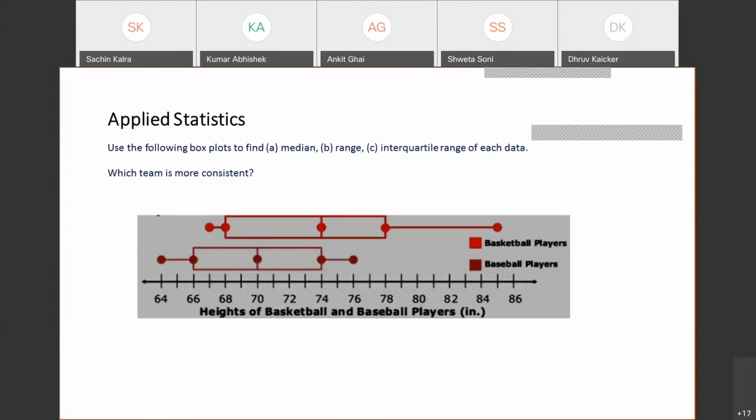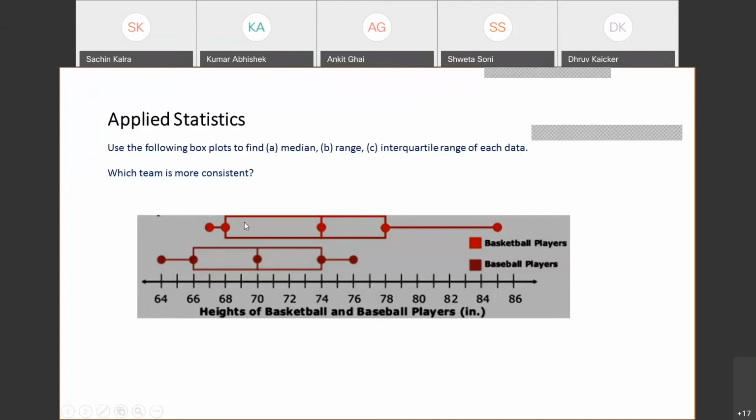Now, guys, so far we have learned about measures of location, measures of variability, and measures of association. Let's apply our knowledge and, using the box plots, try to find the median, range, and interquartile range of each data. This is very basic. This is the business question of this data: which team is more consistent? Which team has more consistent height, basketball or baseball?